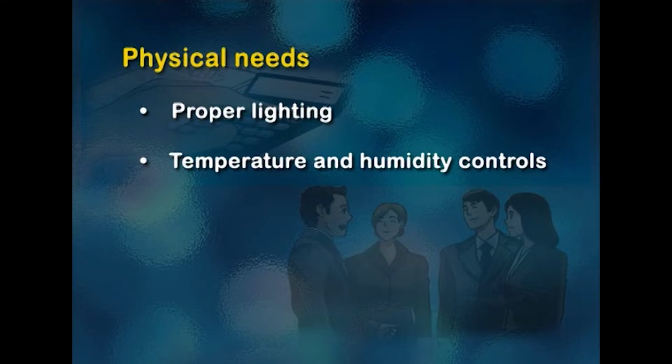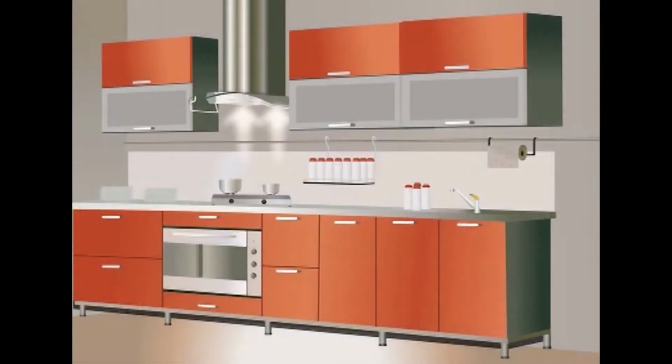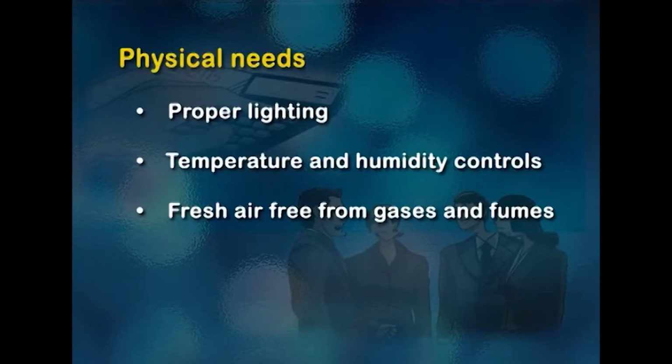The second one is temperature and humidity control, because for comfortable work, temperature and humidity control must be there. Especially the people who are working in kitchens definitely need temperature and humidity controls, because otherwise it leads to excessive sweating and exhaustion. It leads to lower efficiency of the employee. Then the third thing which we have to provide for an employee working in an organization is fresh air free from gases and fumes, because fresh air gives energy to the employee and he can work more in the work environment.